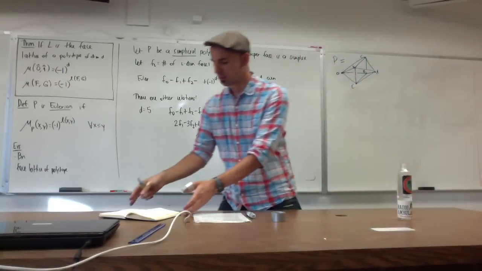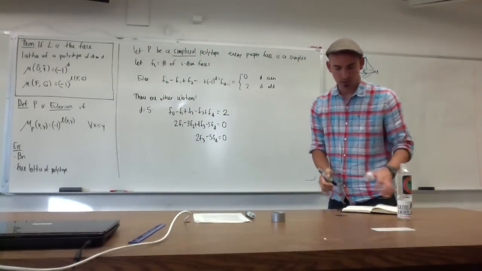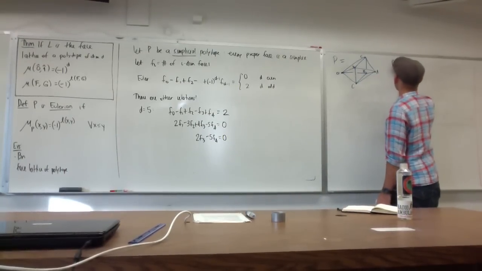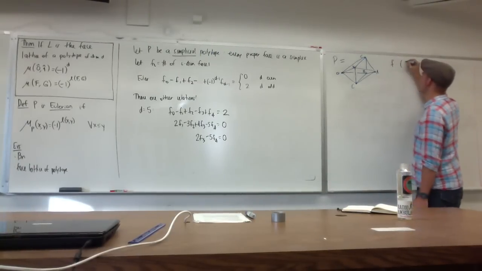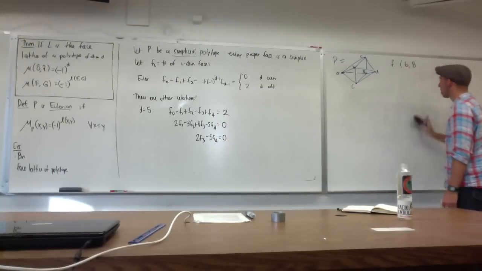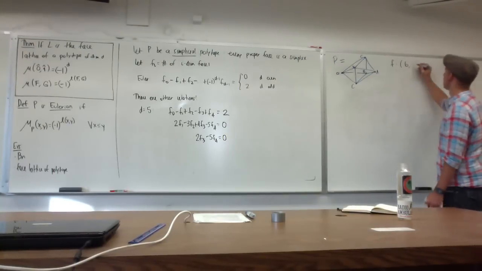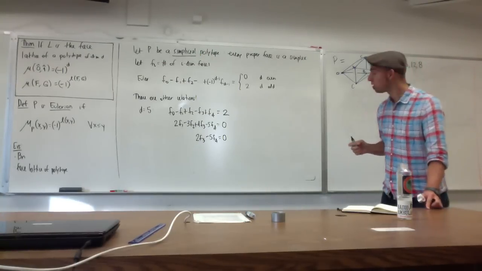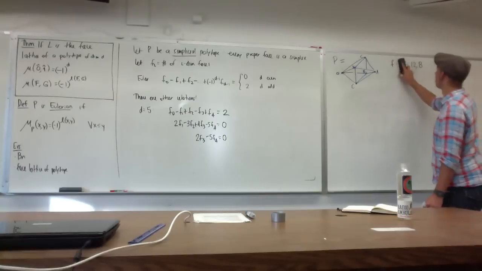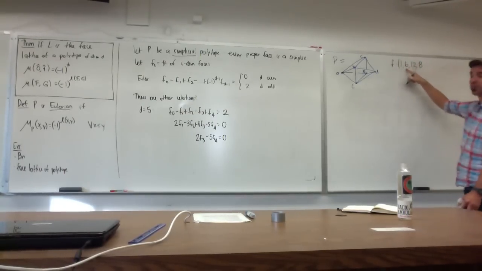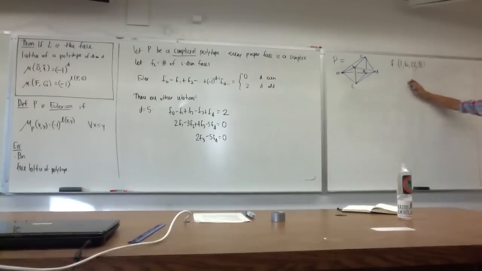We can describe them like this. The f vector here is 6 vertices, 12 edges, and 8. For some reason I want to start with a 1. Here: one empty set, 6 vertices, 12 edges, 8 triangles.